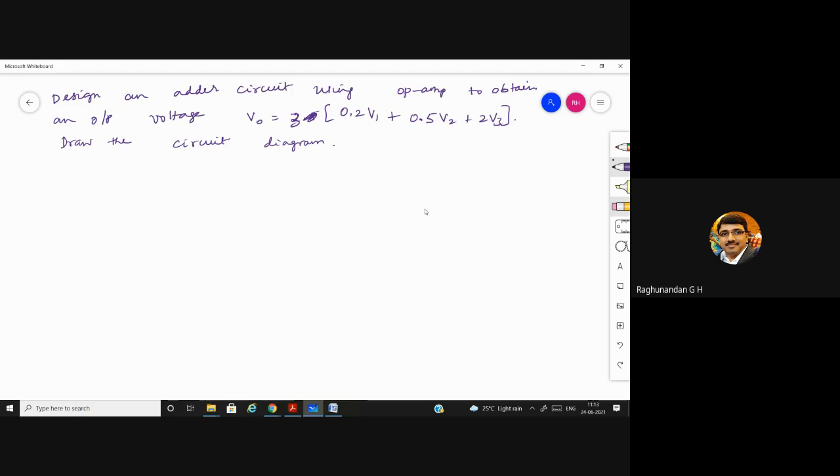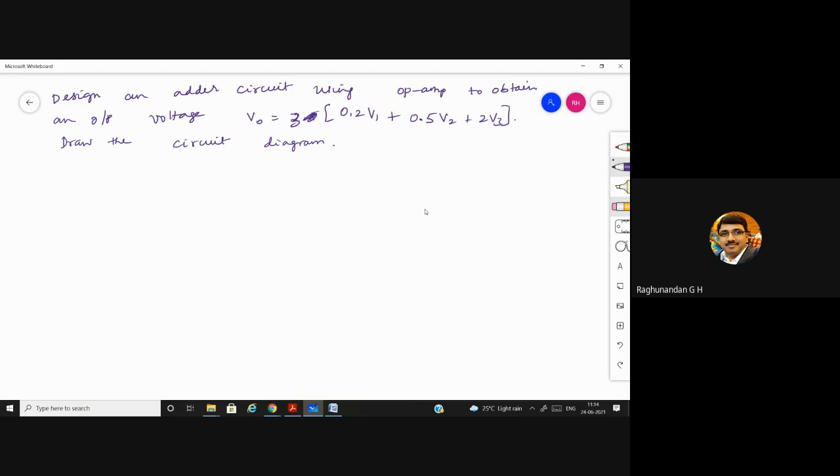So you can see here, we are designing an adder circuit using op amp to obtain an output voltage of V0. They have given it like this. So what kind of op amp do we need to use? Whether we need to use an inverting or non-inverting adder.